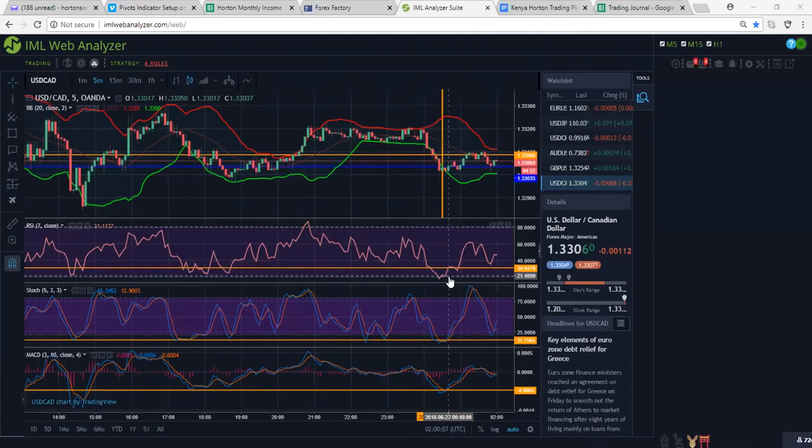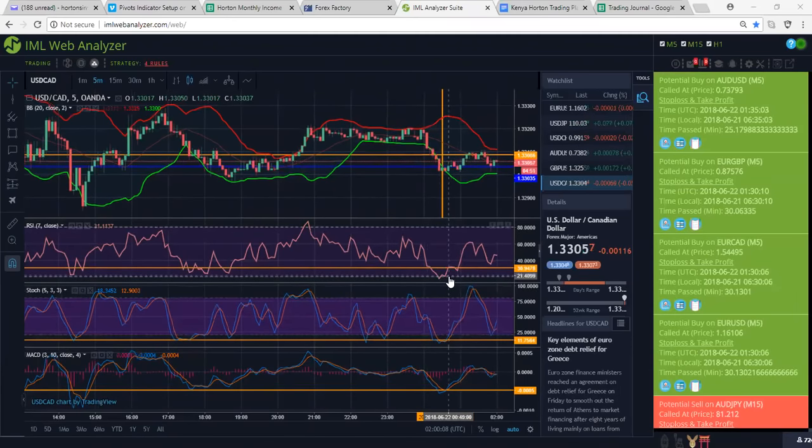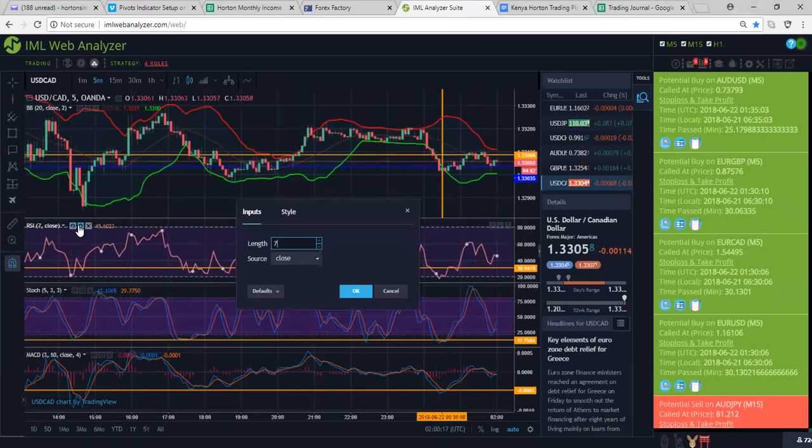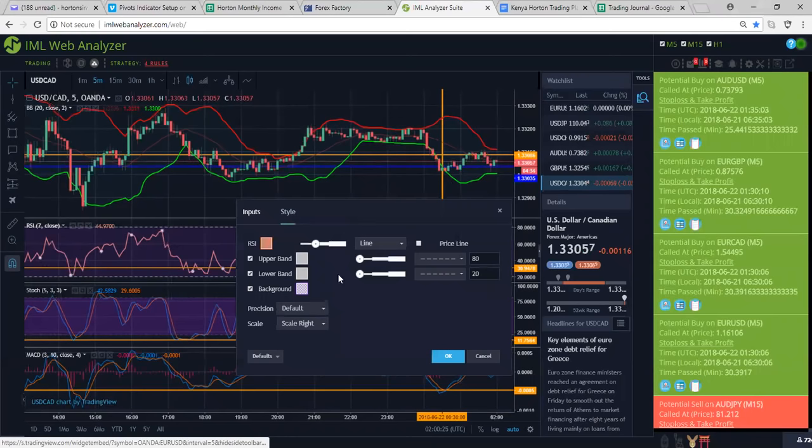And with these areas, if you're doing trend trading, you can also look at possible uptrends in the market. If you click on format, you can always change these indicators, their levels and things like that. I use 7 and close on the RSI. If you click on style, for example, this is where you would change your 70 and 30 to an 80 and 20. That's where you can do that.